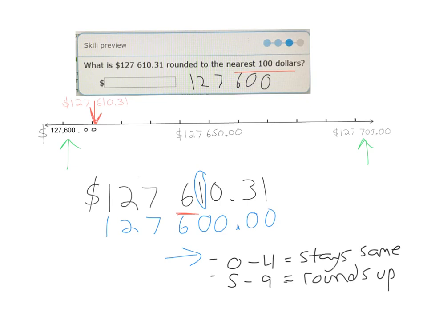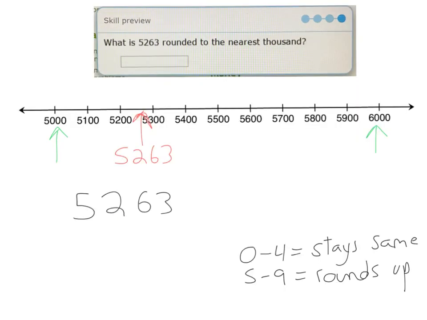So $127,610.31 is close to, or rounds to, $127,600 when we're rounding to the nearest $100. In this last example, it says, what is 5,263 rounded to the nearest thousand.